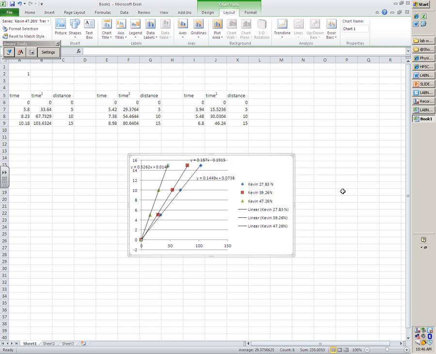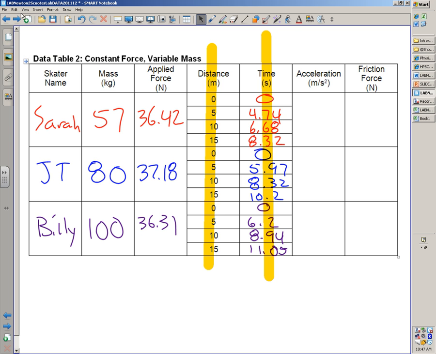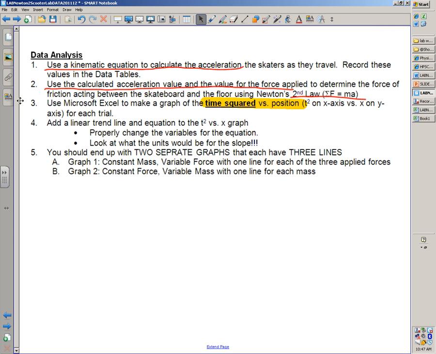Good there? That's how you make a graph with separate lines on it. It's the Select Data tab. Okay? So this is one of my graphs. And now we have to add a title and axis titles and all that good stuff. But that's one of my graphs. The second graph is going to be for the data table where we did the 3 individual skaters, and each line will be a different skater. Okay? Is that good? So that is how you are going to do numbers 3, 4, and 5 in the data analysis section.